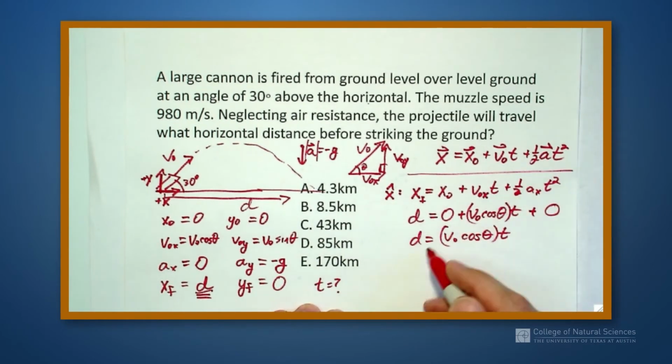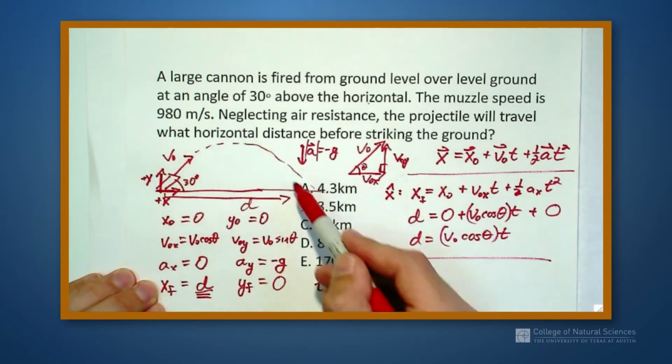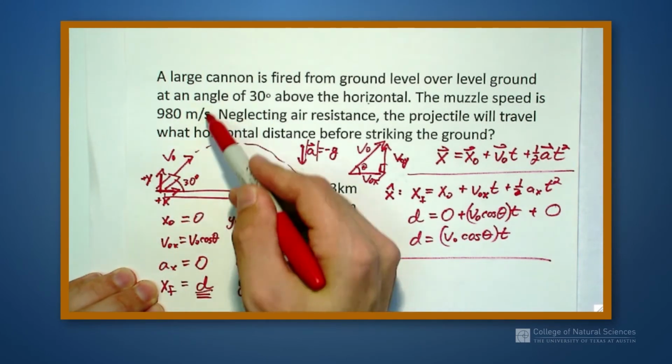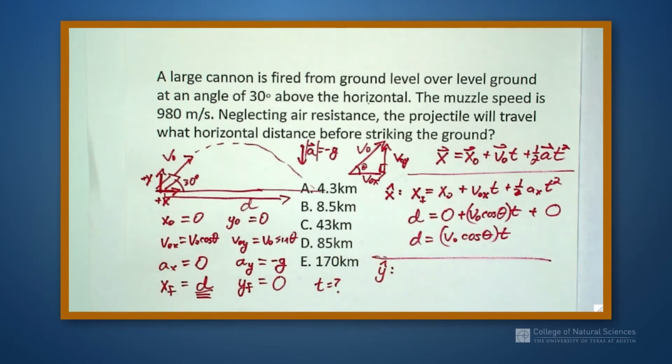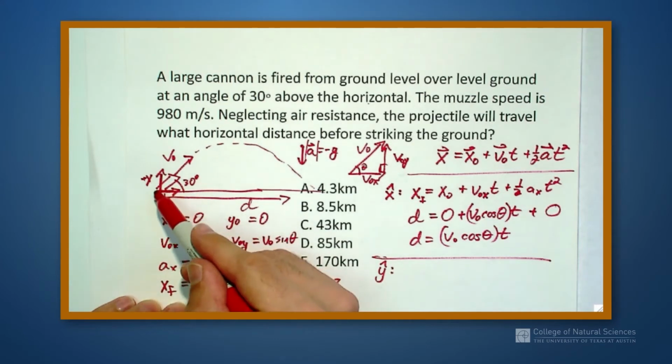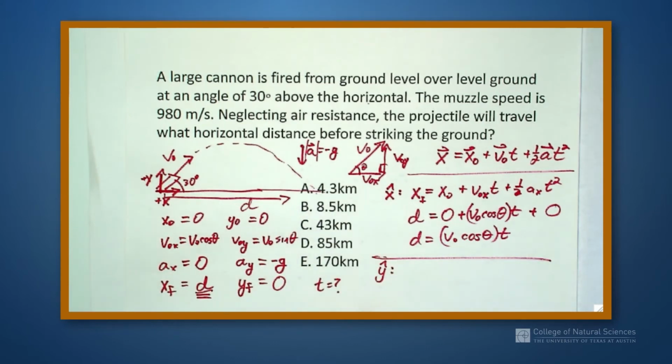Unfortunately, I don't know the value of t. So in a lot of these problems, we use the up and down direction, the vertical direction, to solve for our time. It takes a certain amount of time to go up and back down. The timer stops when we hit the ground, so it's more of a vertical component.